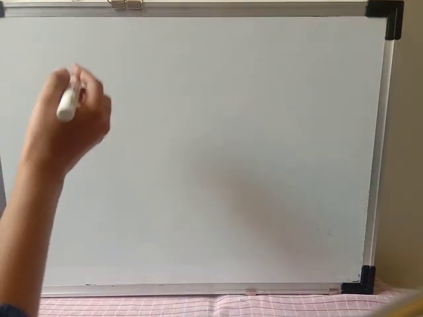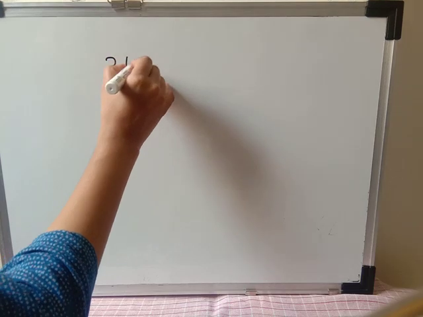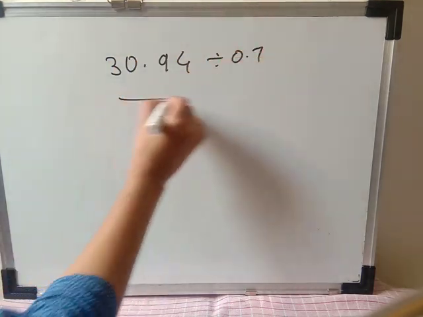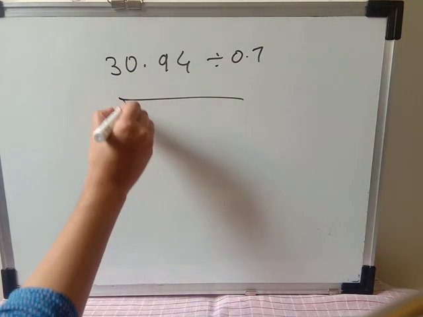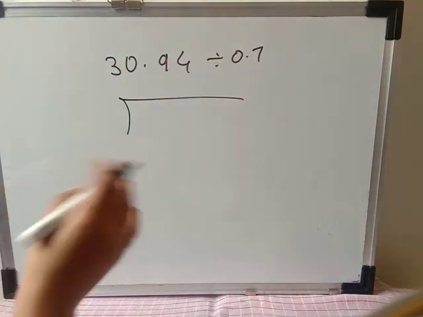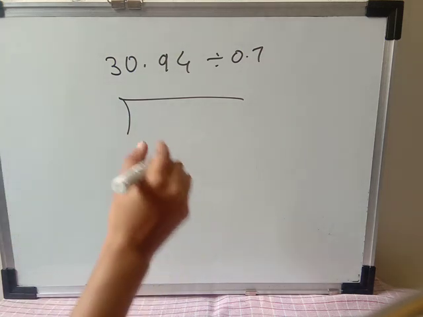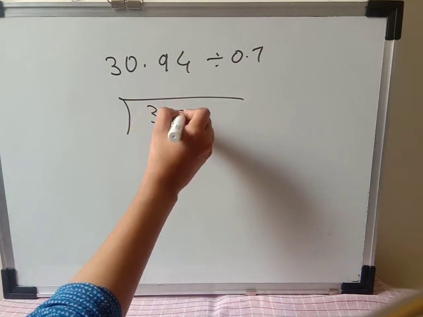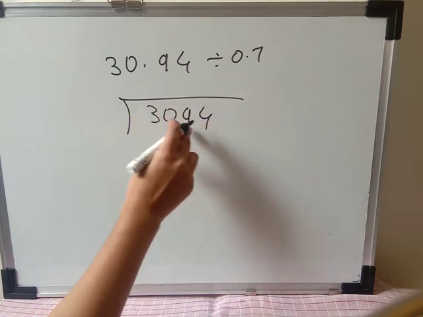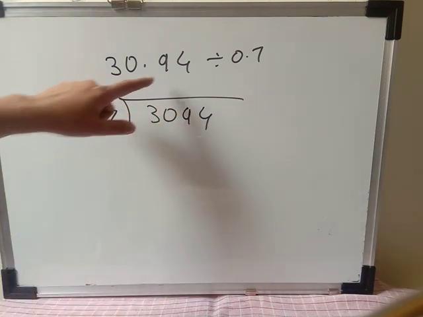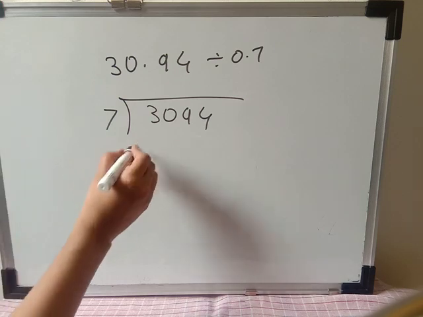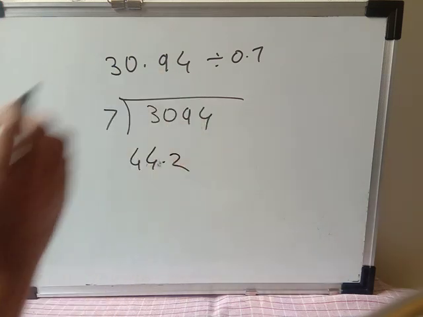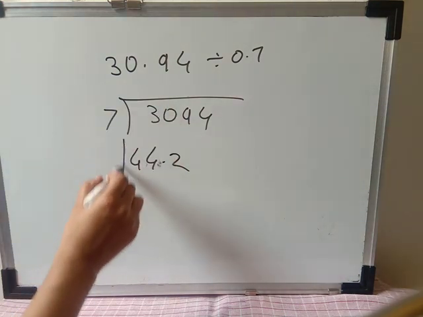I just want to tell you here, about this example, 30.94 divided by 0.7, even if you write it directly in division form, but when you divide, divide it as a whole number, without the decimal, just do the division. It means 3094 divided by 7. Do the division, you will get the same answer, that is 44.2. Just do it directly, do the division, you will get the same answer.